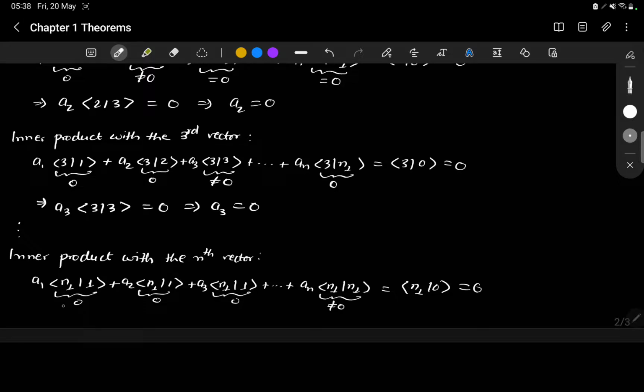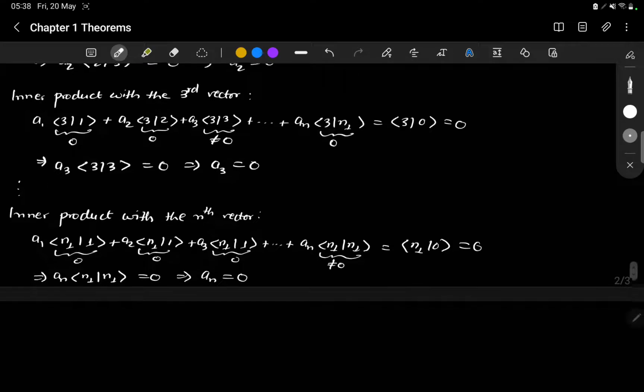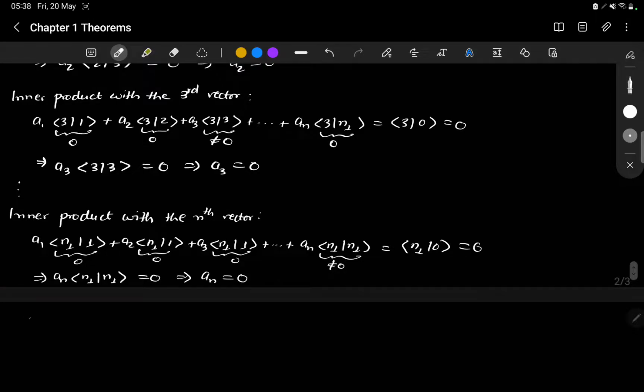Note that all these inner products will be 0 except the nth vector with itself. So when we take the inner product of a vector with itself, that is not going to be 0. The rest of the terms are going to be 0 because it's a mutually orthogonal set. So we obtain the trivial solution. We obtain a1 equal to a2 equal to a3, and so on and so forth, equal to an. All of them are 0.